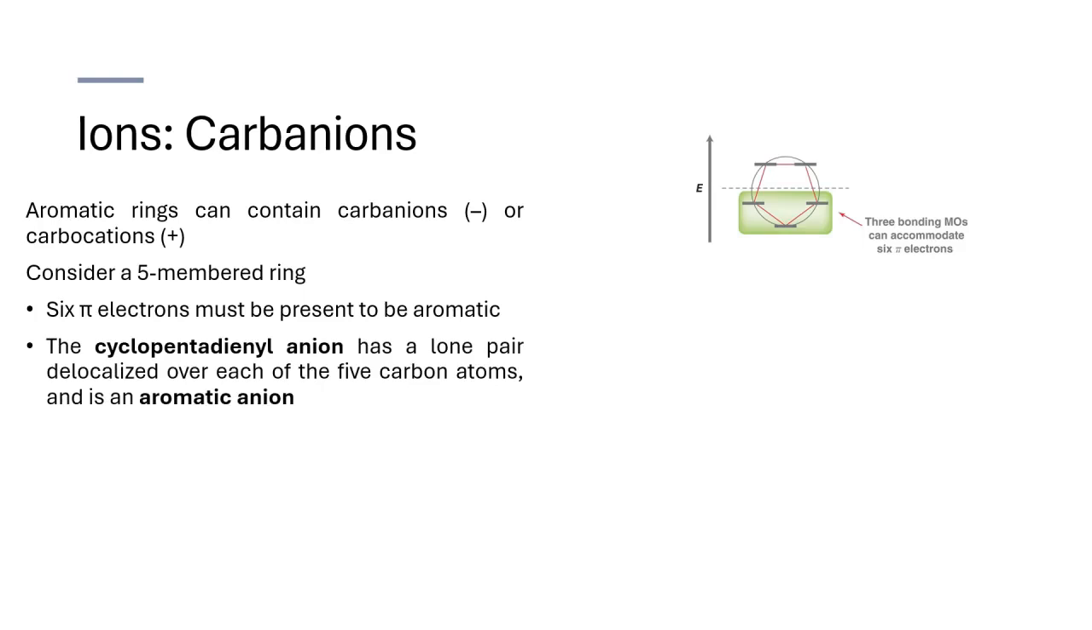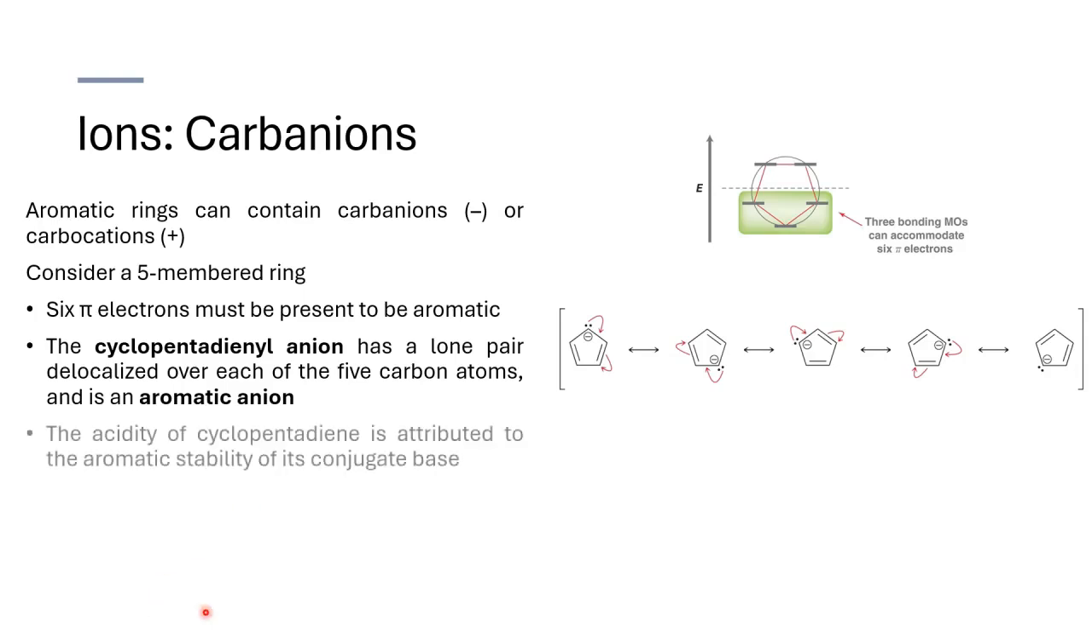The cyclopentadienyl anion has a lone pair delocalized over each of the 5 carbons. Note here all of the resonance structures, and therefore it is now an aromatic species as an anion. The acidity of the neutral compound, cyclopentadiene, is attributed to the aromatic stability of its conjugate base.